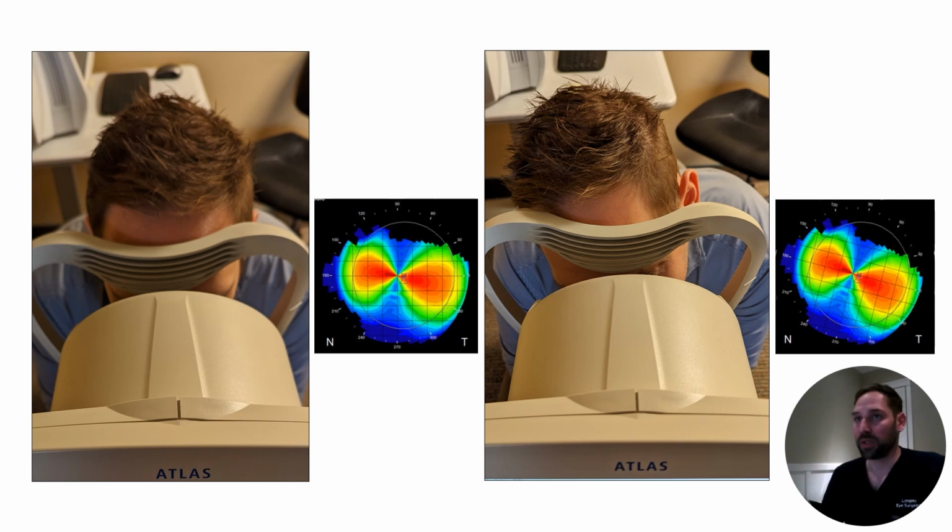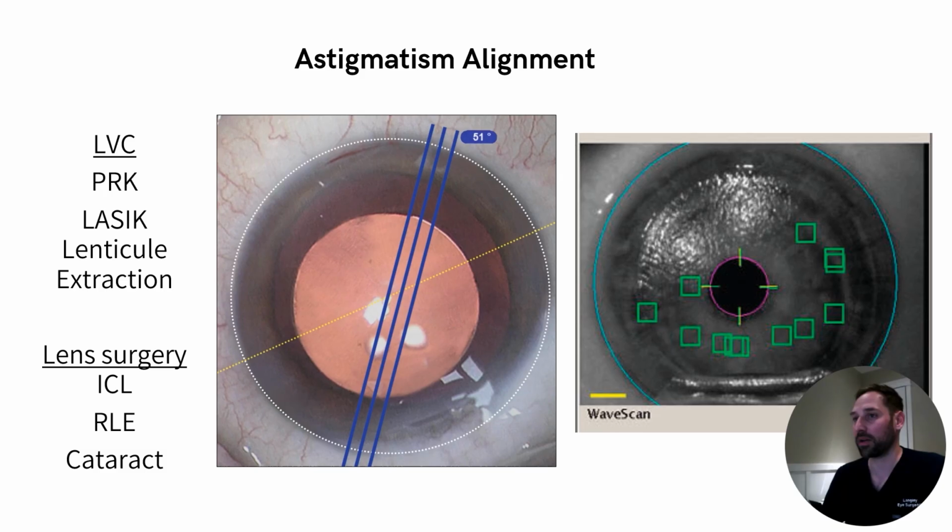It's really important that we capture measurements correctly. Here you can see I'm up at a topographer. I'm looking at those rings. They're reflecting off my cornea and it's being captured and turned into a map. When my head is straight, it looks like it's on this angle. When my head is tilted, it looks like it's on a totally separate angle.